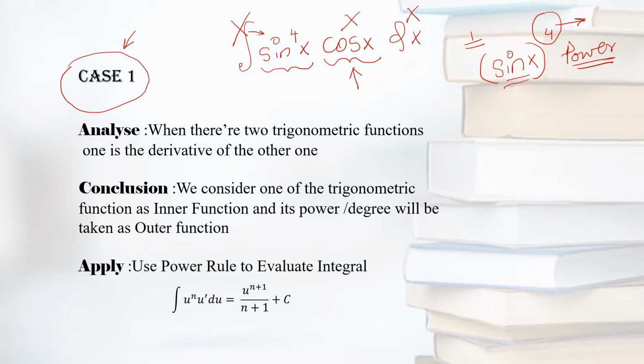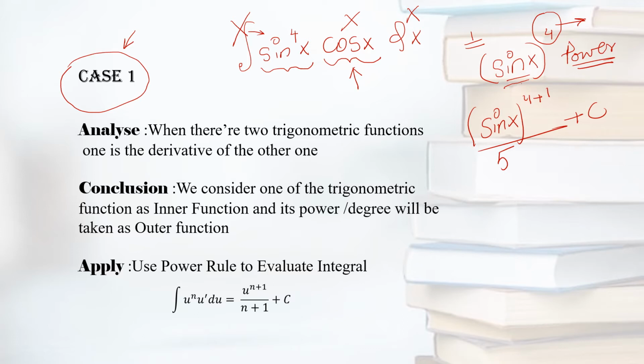What you have to do in that case is write sine x, the inner function, as it is. In the power you add 1 and the same thing you divide by. It means sine x to the power 5 over 5, plus c if it is an indefinite integral, and you apply the limits if it is a definite integral. So that's all.